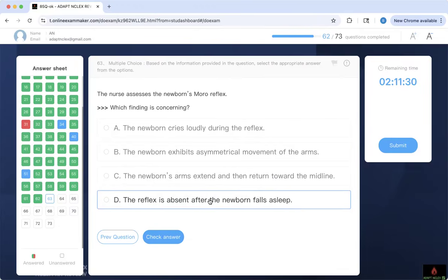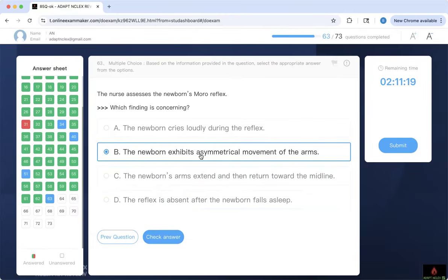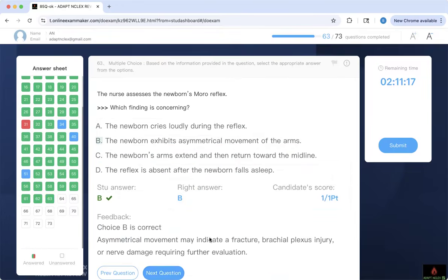If I sleep, there's not going to be any Moro reflex. If my hand returns to the midline, that's what's expected. But if there's asymmetry, it may be an injury, right?